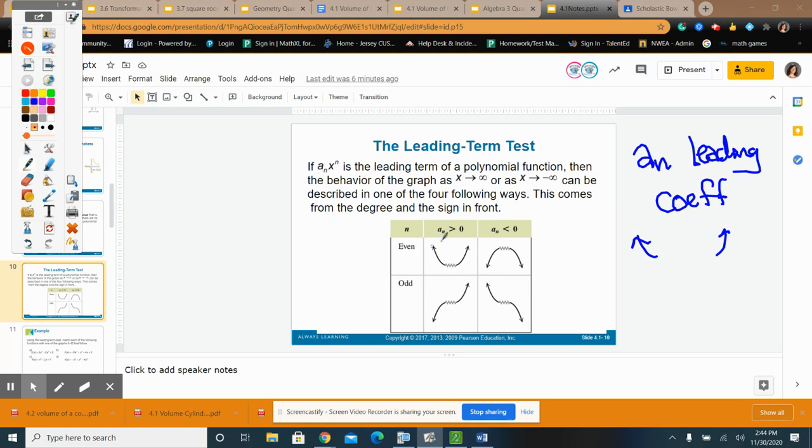So if it's even and it's positive, it's an up and up. If it's even and it's negative, it's a down and down. If it's odd and it's positive, it's a down and up. If it's odd and it's negative, it's an up and down. So you might want to put that chart in your notes.